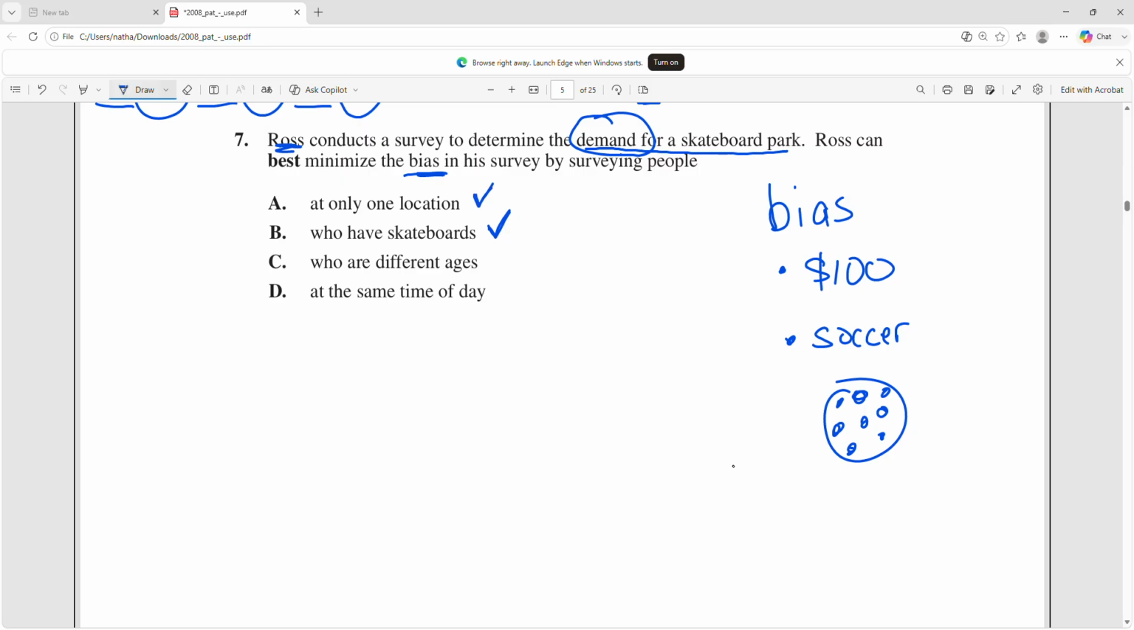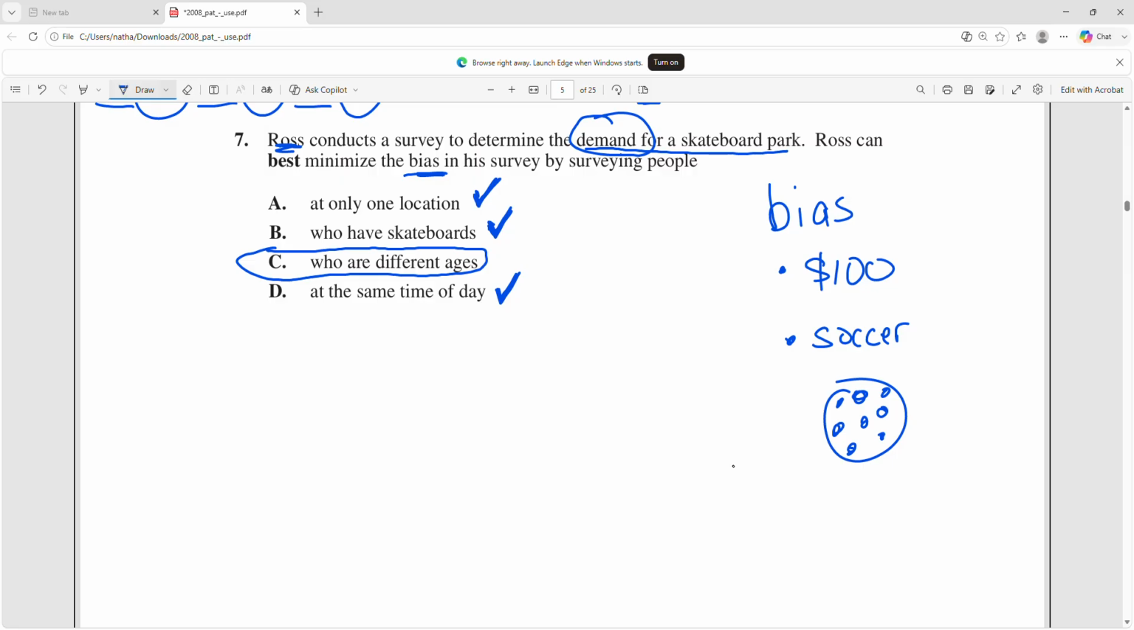And maybe if he asks people at the same time of day, that could potentially have some amount of bias, because he is still asking a particular group, a particular group that you would encounter at that time of day. The skateboarders are a particular group of people, or one location. That's just one particular area. But here, this just says people who are different ages. They don't necessarily have to be skateboarders. They maybe are asked these questions at different times of the day. Maybe at a shopping mall. Okay, maybe his skateboard park is attached to a shopping mall.